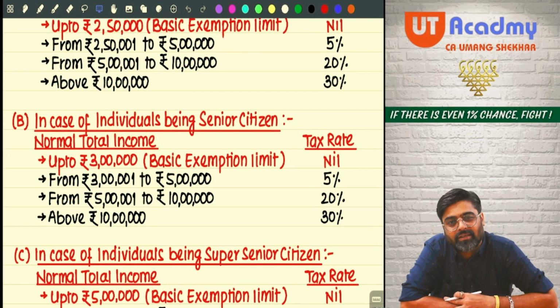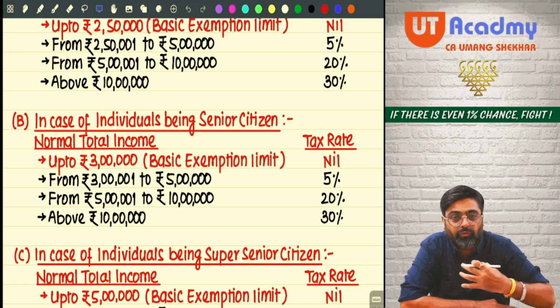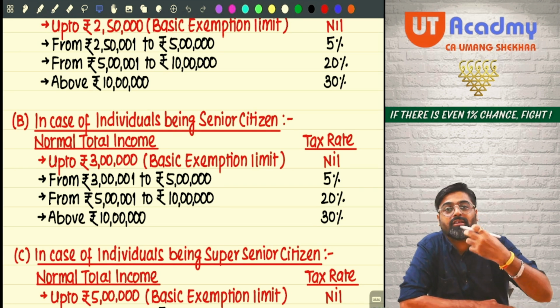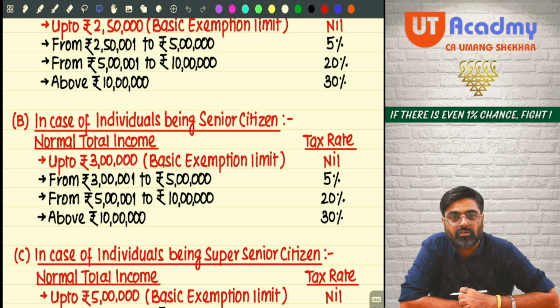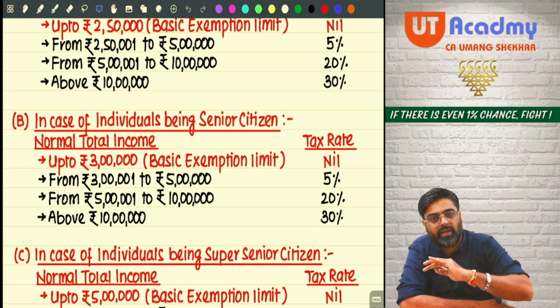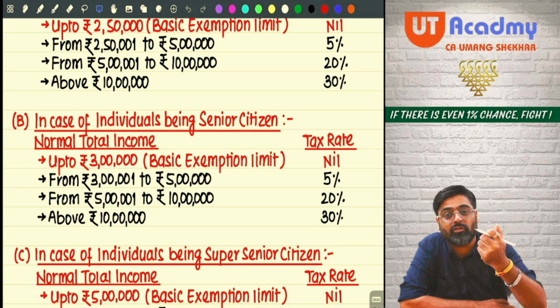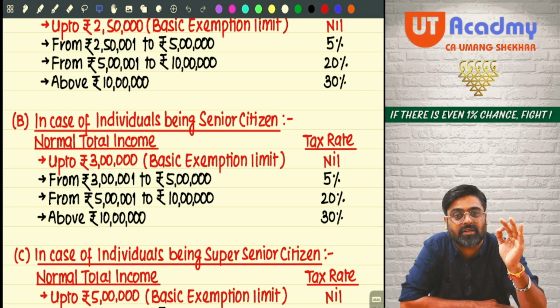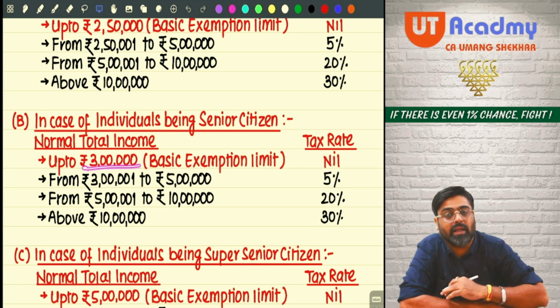And for senior citizen individuals, my dear friends, the slab rate starts from 3 lakh rupees. First 3 lakh rupees, they will get basic exemption limit. So can you see here, senior citizen getting 50,000 rupees more as a basic exemption? Yes or no? That means 2 lakh 50 they are getting, but they are getting 50,000 more. That means the total basic exemption limit is not 2 lakh 50. The total basic exemption limit is 3 lakh rupees.